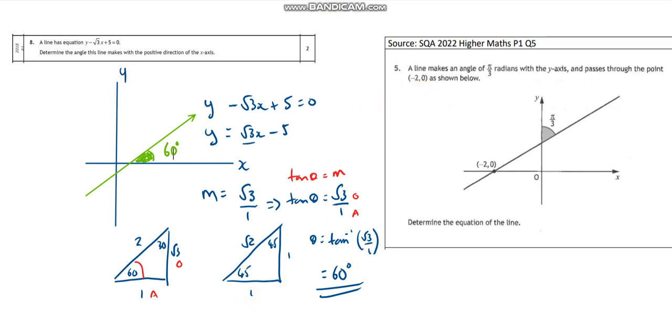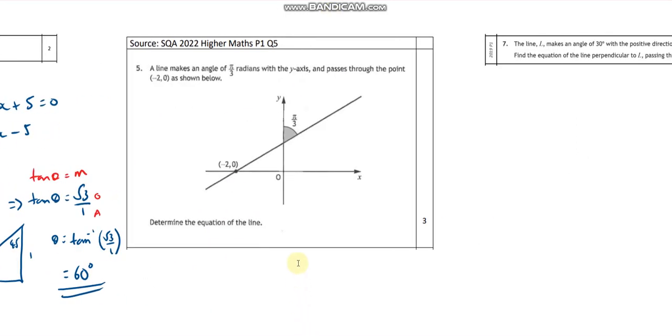Let's go for a slightly trickier one. Now, this one's in radians. They've given us a diagram which is very helpful. Determine the equation of the line. So very similar, actually. A little mix of what we've just done and what the last video was.